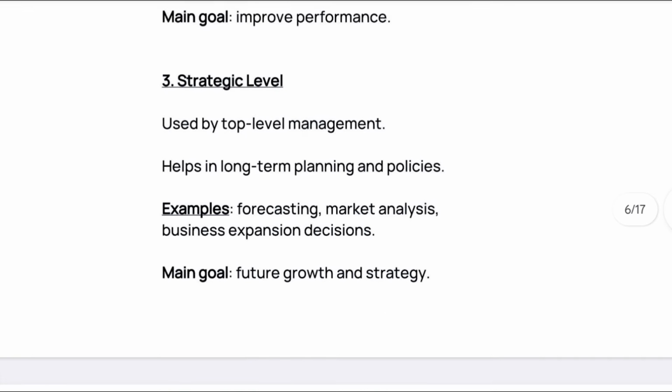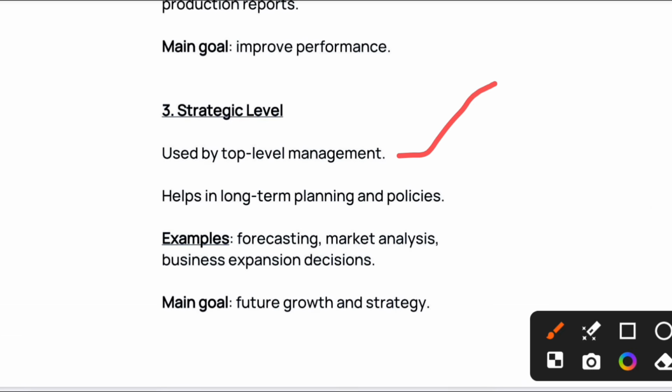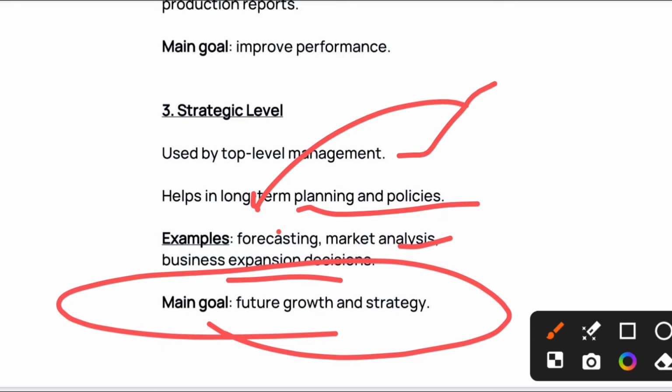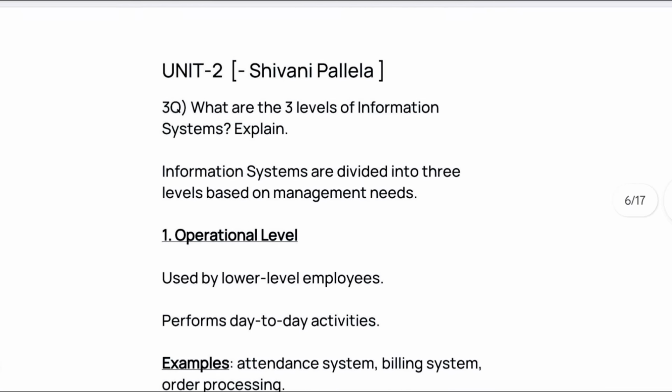And the last level you are having is strategic level. Strategic level is used by the top level management, like CEOs, chairmen, owners. For long term plans and policies, this strategic level will be useful. Forecasting, management analysis, business expansion decisions are the important examples. Forecasting is nothing but prediction. The main goal of this is the future growth and strategy of your organization or your business. So these are the three levels you are having in information systems.